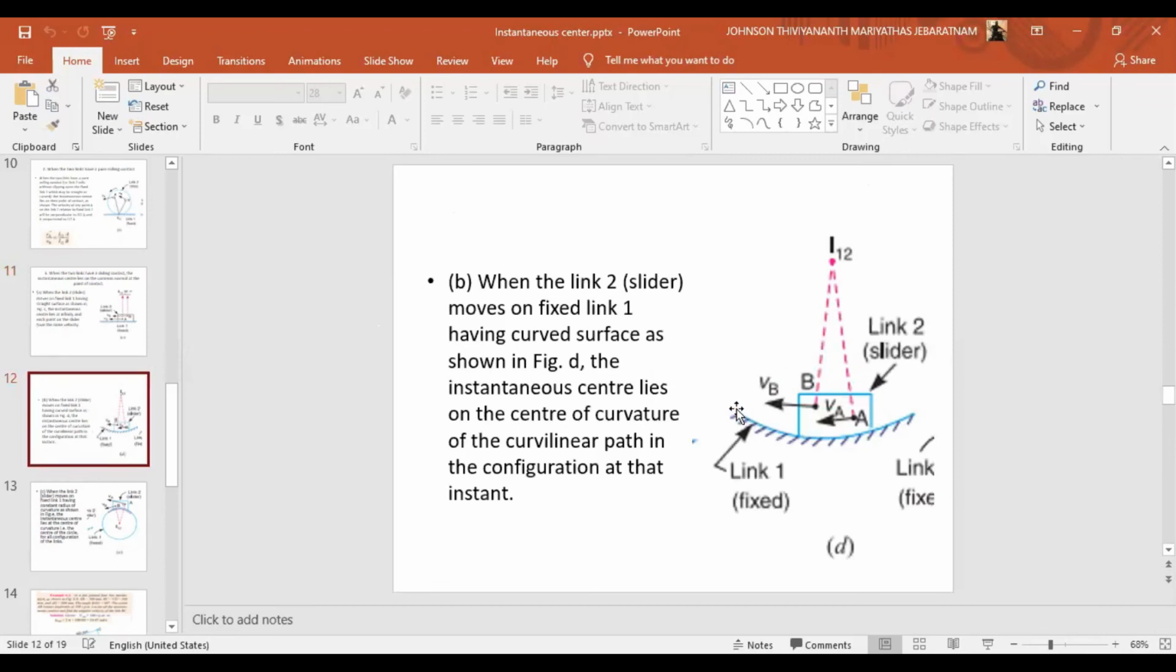So then what will happen if we have a curved link? This is also a slider, but here the fixed link is a kind of curve. The previous one was a straight line. So here again, link 2 is the slider and link 1 is the fixed link.